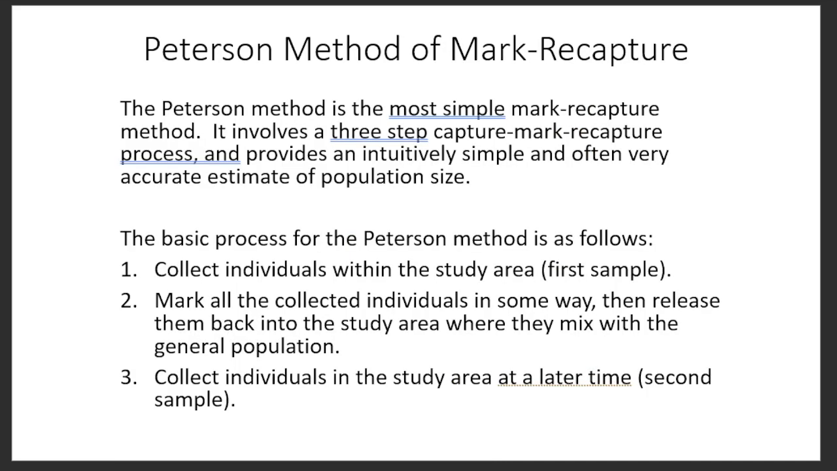The Petersen method of mark and recapture is the most simple mark and recapture method. It involves a 3-step process and provides an intuitive, simple, and often very accurate estimate of population size. So the basic process is as follows. 1. Collect individuals within a study area. 2. Mark all individuals the same way, then release them back into the study area where they're mixed into the general population. And 3. Collect individuals in the study area at a later time.